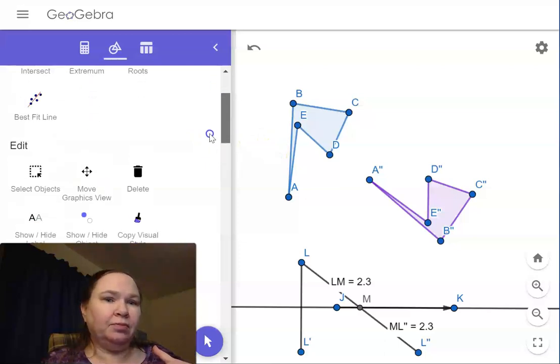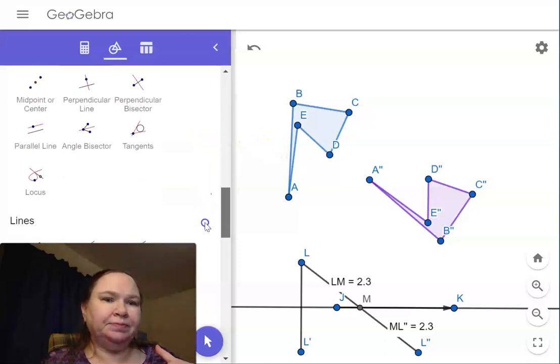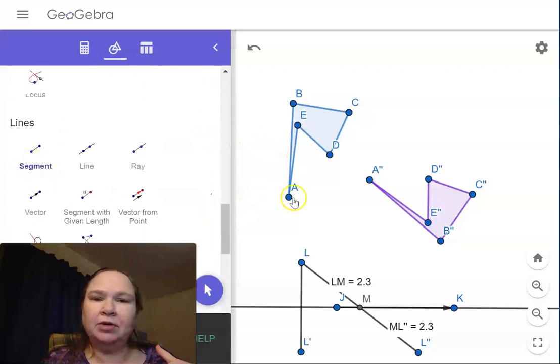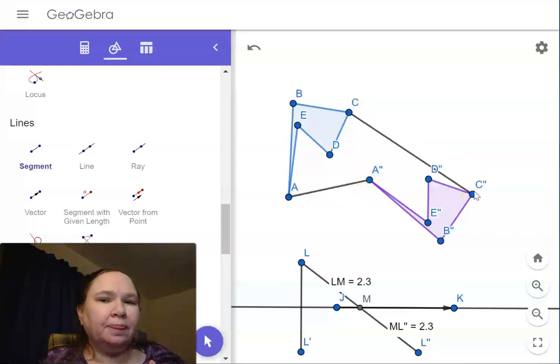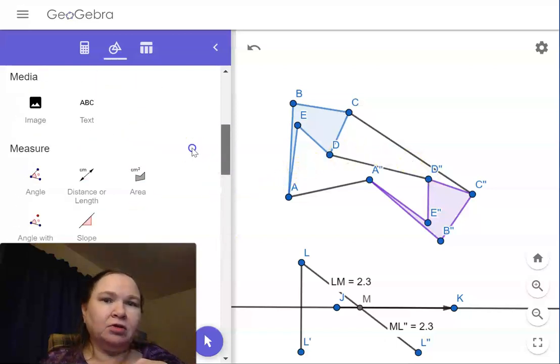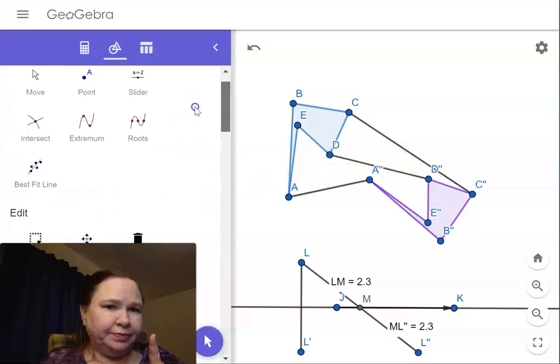So I'm going to draw some segments. Here's my segment tool. I'm going to draw the segment from A to its image. And how about C to its image? You want to have segments that are far enough apart that you're going to be able to distinguish those midpoints. I could put some more in there too, but I don't have to. And now I want to find the midpoints. All right, so midpoint is under construction.